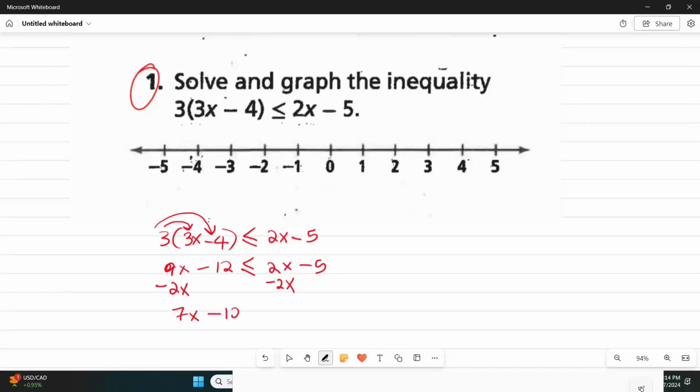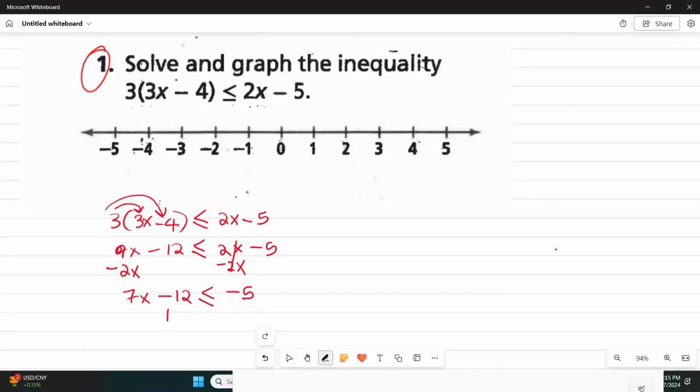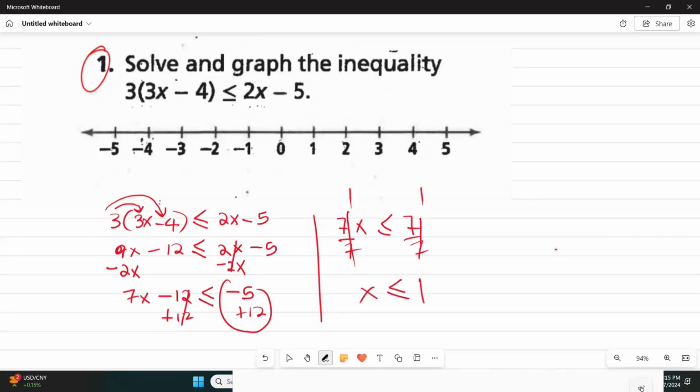I still have my minus 12, and this is less than or equal to, this becomes 0, but we have negative 5. We're adding 12 here, so this becomes a 0, and I'm going to be adding 12 on the other side as well. So I basically have 7x less than or equal to 7, because negative 5 plus 12 gives 7. Then I'm going to divide throughout by 7. So x is less than or equal to 1. That is the solution region where x is less than or equal to 1.